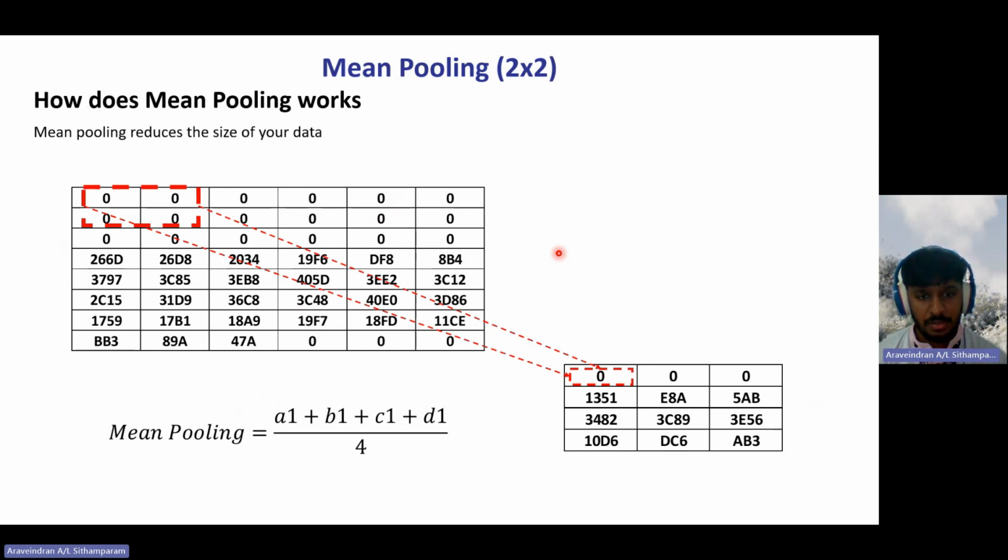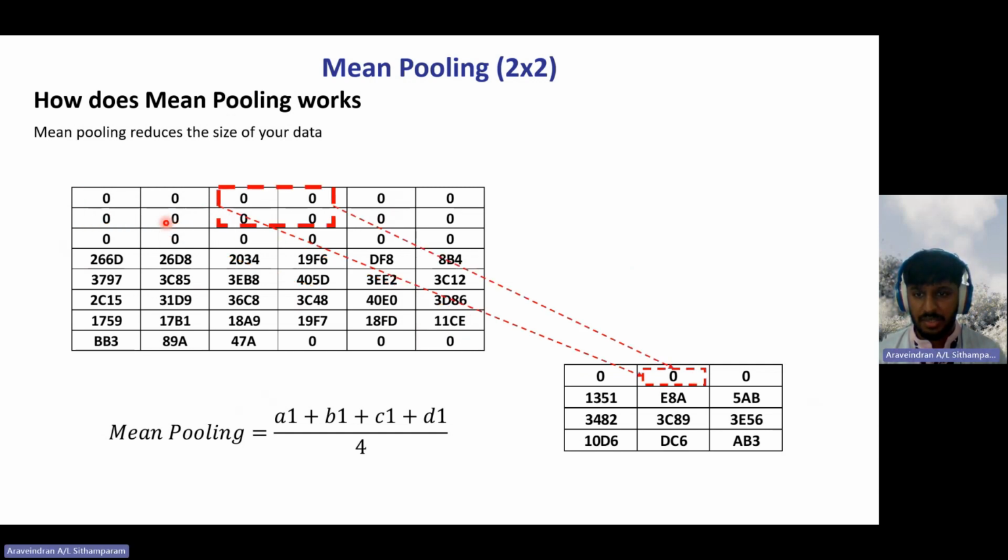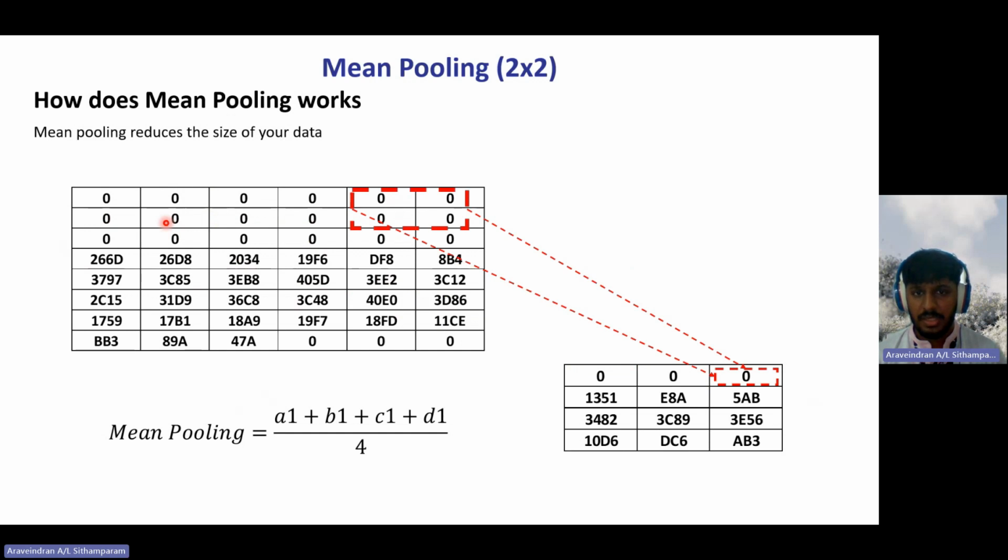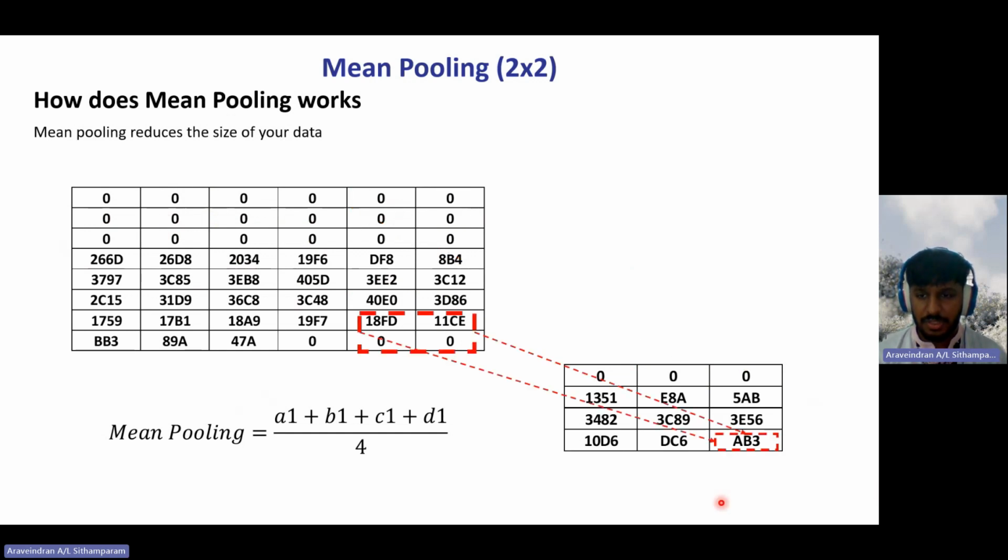The equation of mean pooling is an average, which is summing the 4 data, then dividing by 4. So this is how the mean pooling will work. See here, this is the second part, 0, and the third part until it goes here. It will finish this part, this part, this part until the end. So that's how the mean pooling works.